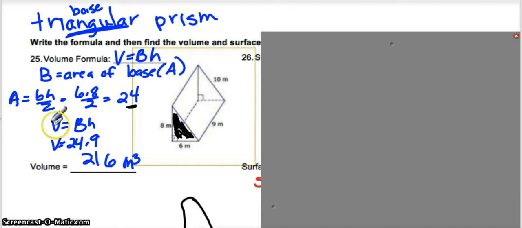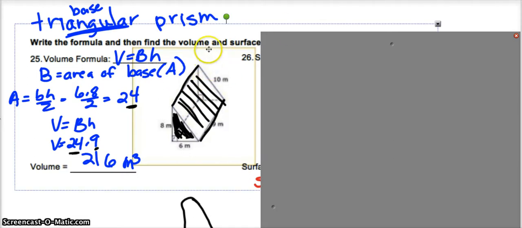So now I go back to the volume, the area of the base times the height. The volume ought to equal that 24, the area of the base, times 9, the height of the entire prism. How far apart these two triangles are. How many different rows could we put in here? I'm going to try this for a second. Oh, no, can't do it. So 24 times 9 is 206 meters to the third power.